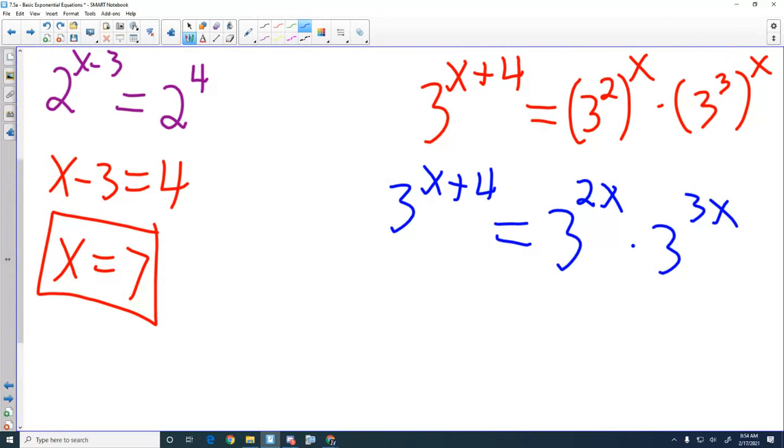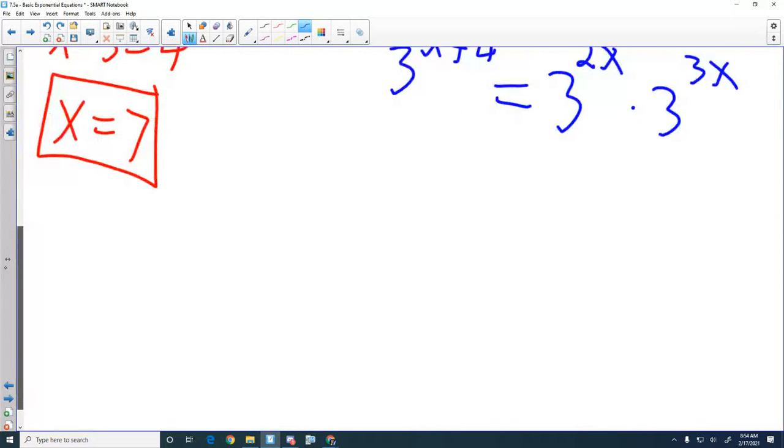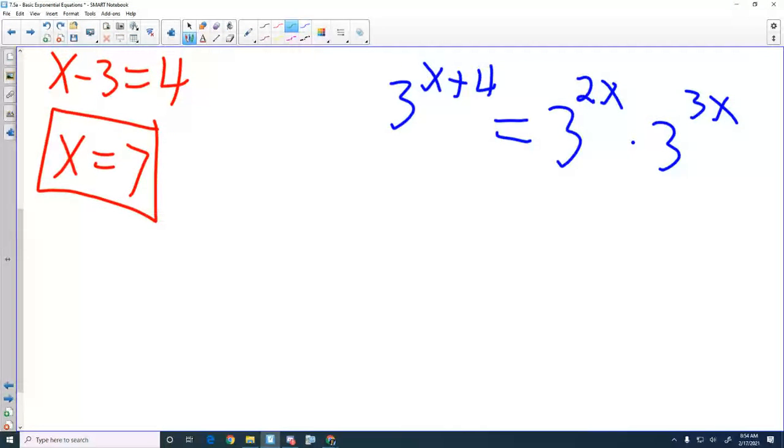All right, so I had those parentheses and I just multiplied their exponents together. At this point, this is just like an earlier problem that we had. The left side is still 3 to the x plus 4. The right side, if I'm multiplying the same base, I add the exponents. So that's the same as 3 to the 5x.